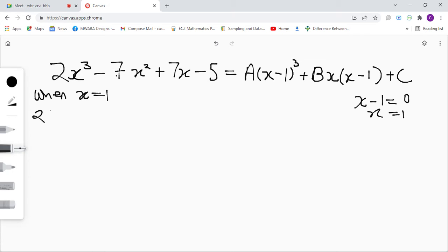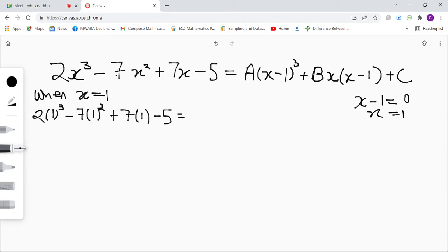So we're going to have 2 times 1 cubed, minus 7 times 1 squared, plus 7 times 1, minus 5.